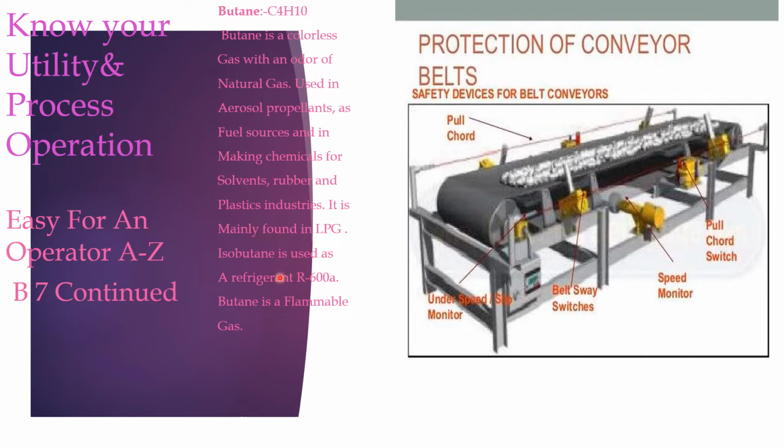Also, one of the butane family, isobutane, is used as a refrigerant called R600A. It's a future refrigerant. Butane is a flammable gas. R600A will come into line after 2025. If you want to know more about this, you can watch my videos about fridge.